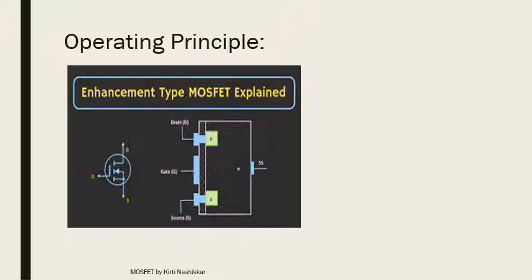This is the symbol of the N channel MOSFET, which was discussed earlier also. As there is no channel, we show it through dotted lines. The gate is insulated, so it is drawn like this, and as it is N channel, the arrow is in the inward direction. The substrate and source terminals are internally connected. So this is the symbol for N channel enhancement MOSFET. In case of P channel, the symbol is the same, the only difference being the direction of the arrow, which in the P channel enhancement MOSFET is outward.